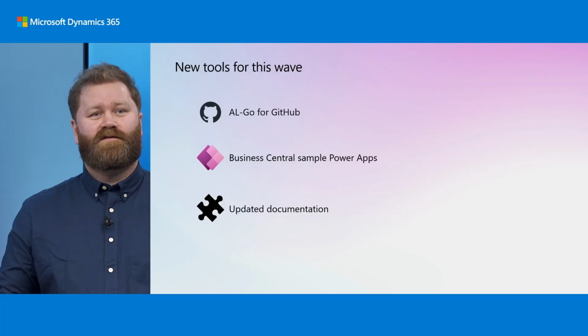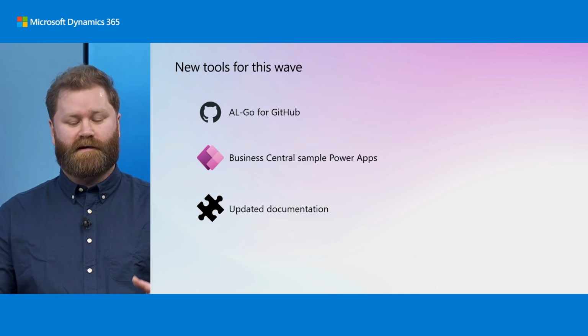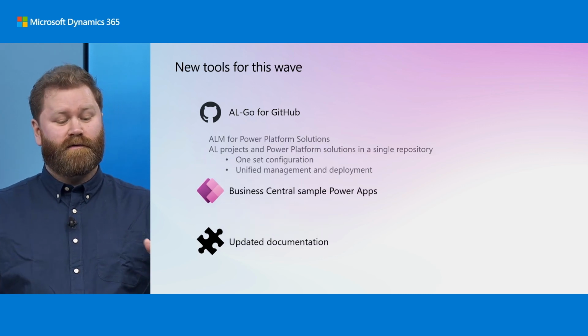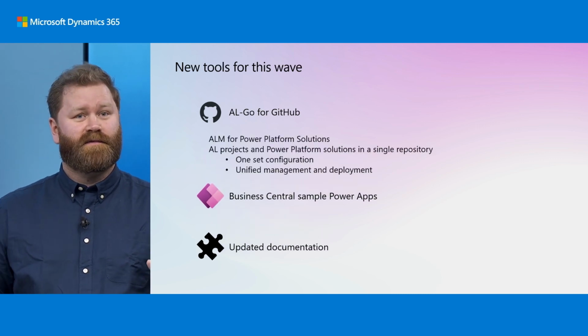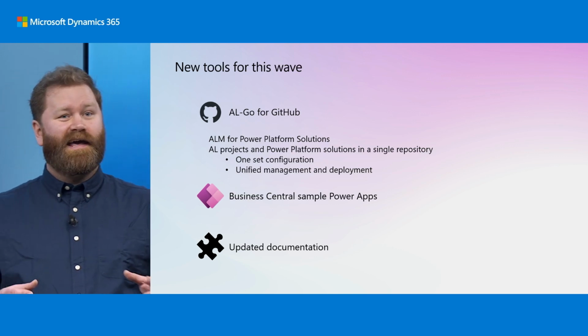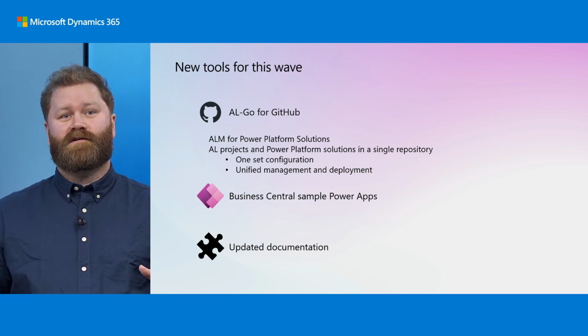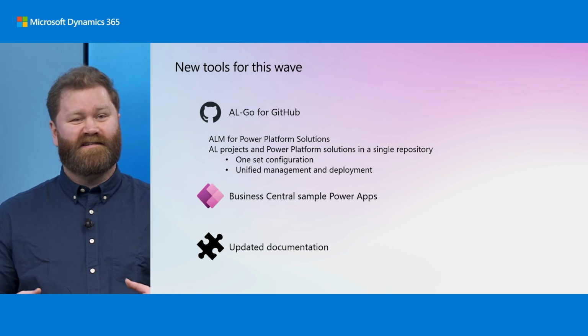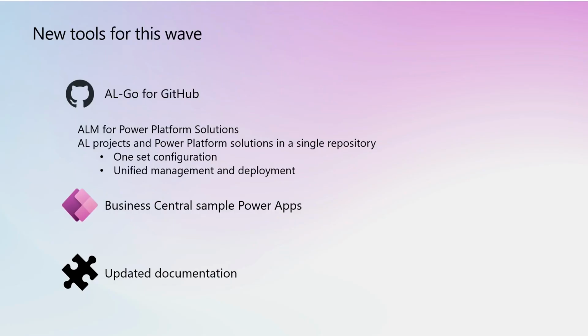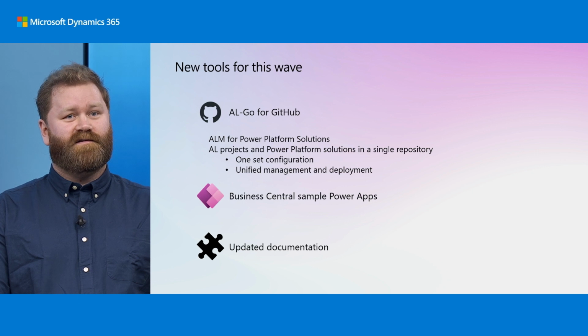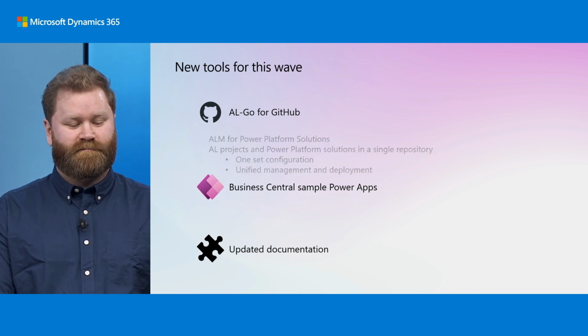Firstly, we've made some changes to the AL-Go for GitHub template, which means that now there's full support for application lifecycle management for Power Platform solutions, and it means that you can have your AL projects and your Power Platform solutions in a single repository. This means one set of configuration and unified management and deployment, making it a lot easier to pull your assets together and work with them from both Business Central and Power Platform.